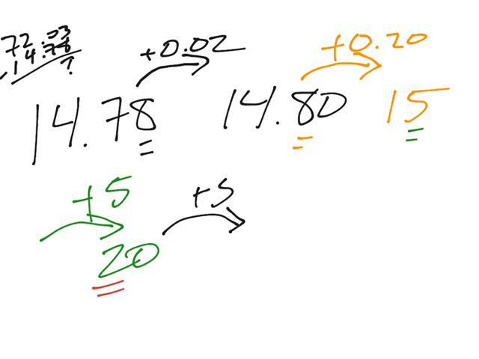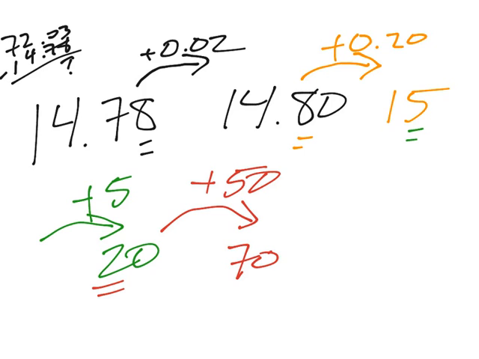I was supposed to do that in red. Sorry. Go back to red. So I'm going to add 50 because you've got 20, 30, 40, 50, 60, 70. 50 more gets you to 70.